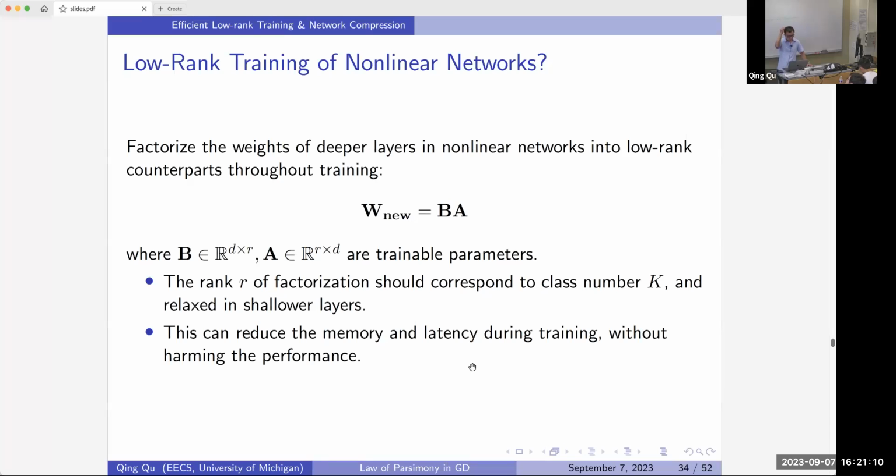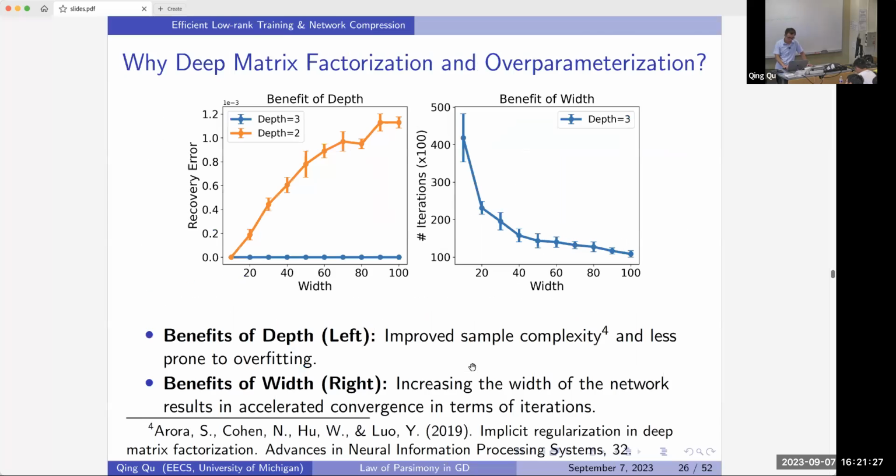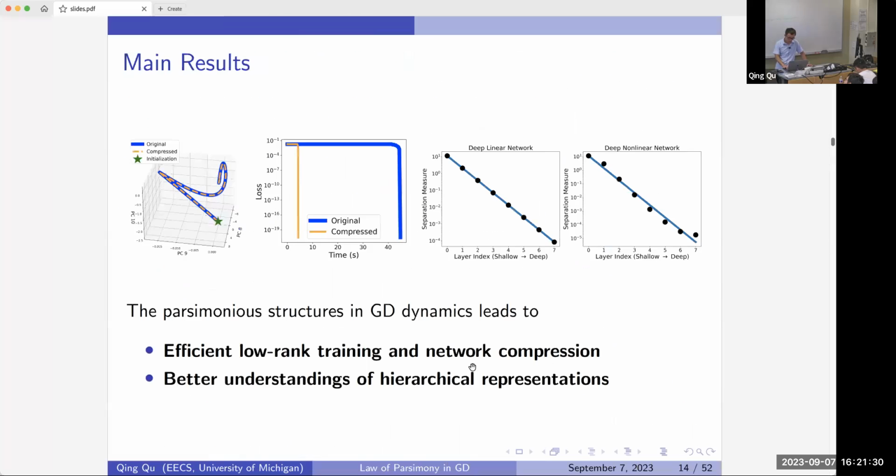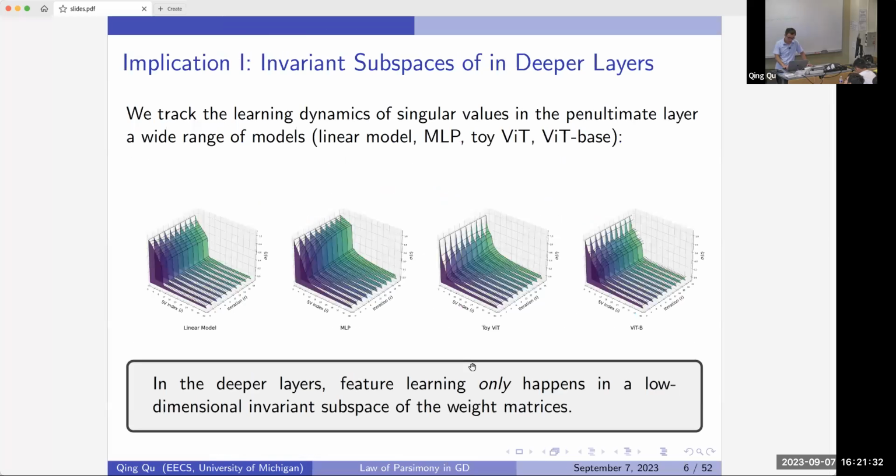For nonlinear networks, if we look at what I showed in the initial slides, we showed that the low rank invariant subspace also happens in the deeper layers of the nonlinear network. If we go back several slides from the beginning, looking at this plot, you can see that the invariant subspace happens in the last several layers of a nonlinear network, right? There's an invariant subspace in the last layers, the MLP layers of the vision transformers.